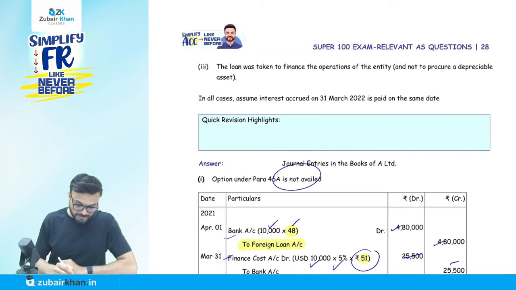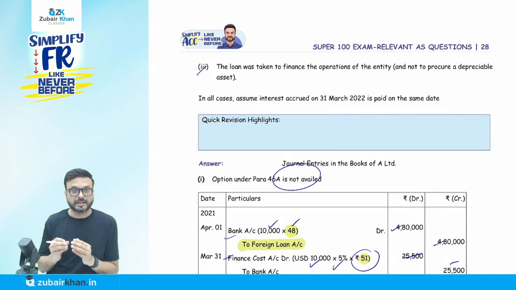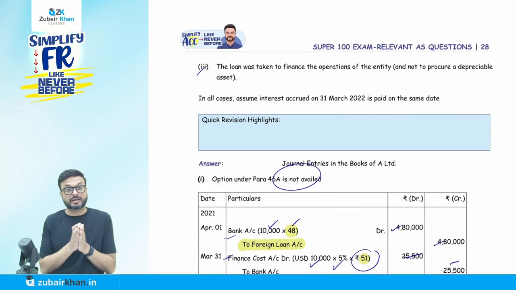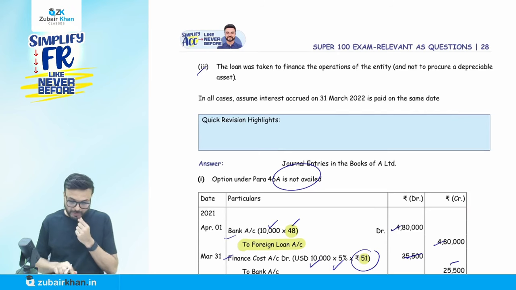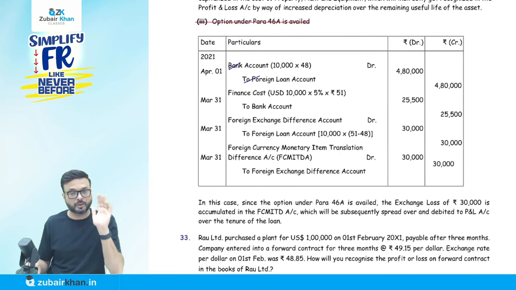Now the third one. The loan was taken to finance the operations of the activity and not to procure a depreciable asset. It is not for the depreciable asset. So the option we have is that we can transfer to FCMITD account. Here you can see that bank account will be debited and loan account will be credited. Interest will go to P&L, interest account debit to bank.